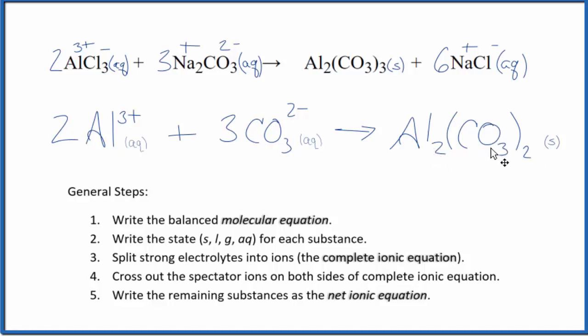I noticed that I have CO3 2. It really should be CO3 3. So let's fix that. You can see charge is conserved. I have 2 times 3 plus, that's 6 plus. 3 times 2 minus is 6 minus. So you add those up, net charge is 0. This is neutral, net charge is 0. So charge is balanced, atoms, they're balanced as well.